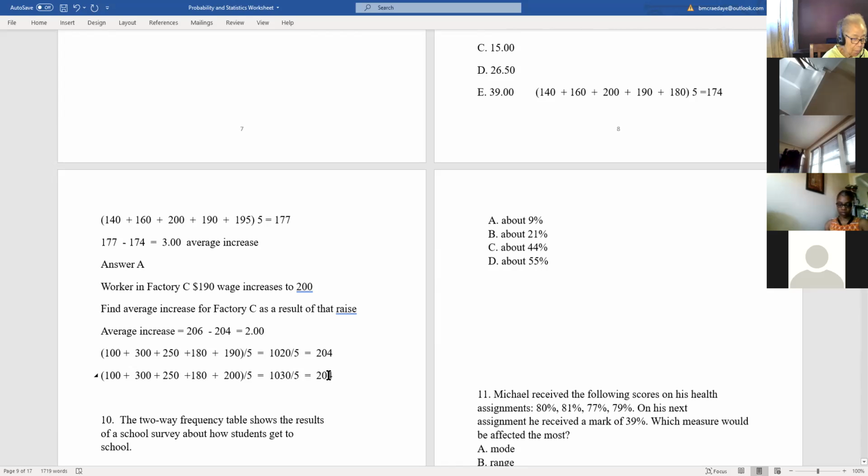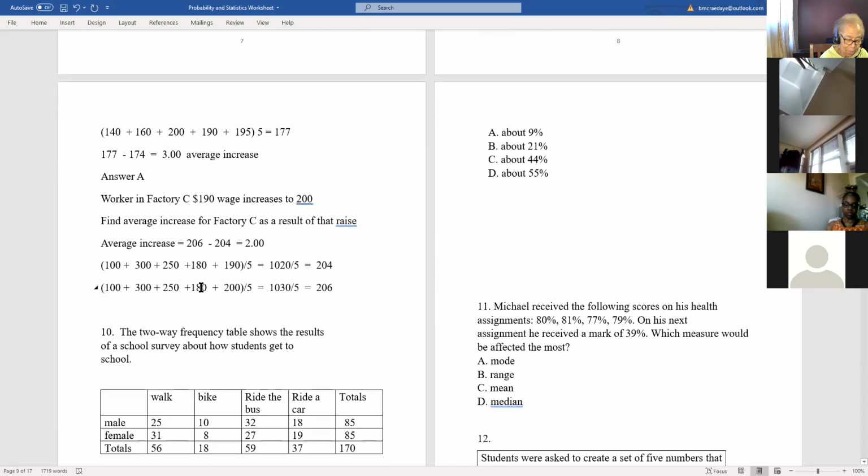1030 divided by 5 would be 206. Right, very good, 206. So your difference would just be the 206 minus the 204, or $2, all right? Any questions on using that chart? Okay, let's go to number 10.